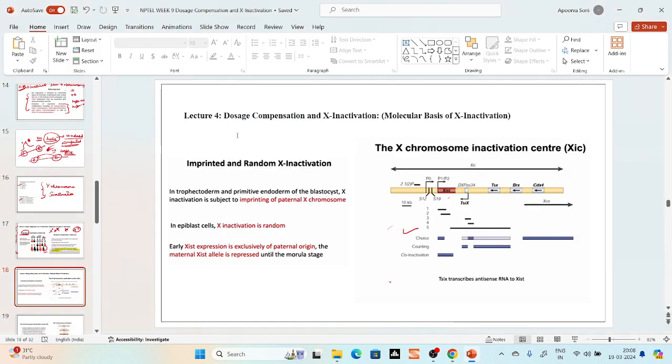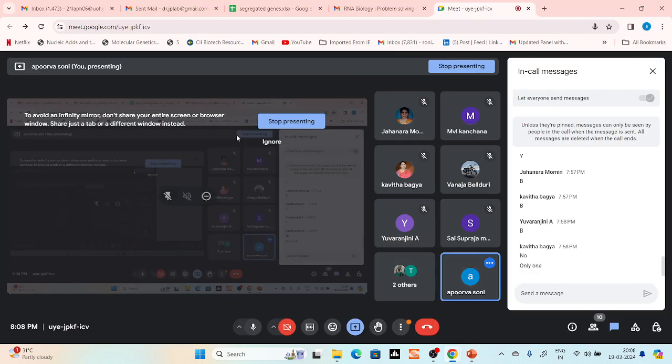Okay. So anything that you can understand by this term imprinted and random X inactivation? Anything that you can think of? What is imprinted? What is the meaning of imprint? Anybody knows the literal meaning of imprint?